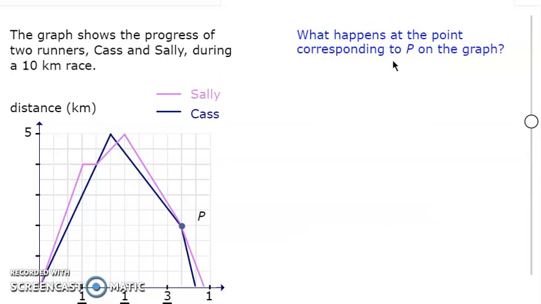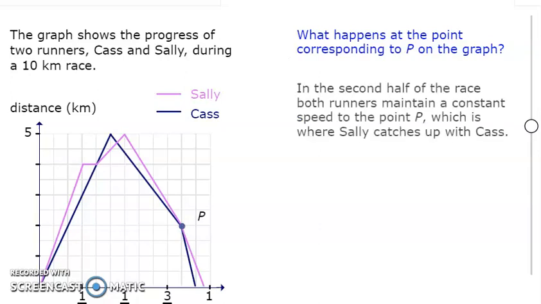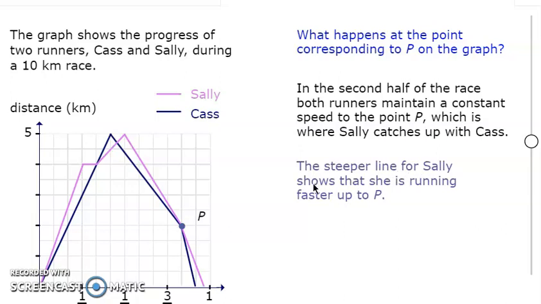What happens to the point corresponding to P on the graph? At this point, what is happening? In the second half of the race, both runners maintain a constant speed to the point P. Both are running at a constant speed because the line is straight. Sally's line is steeper, which shows that she is running faster up to point P. So Sally is running faster because this is steeper.